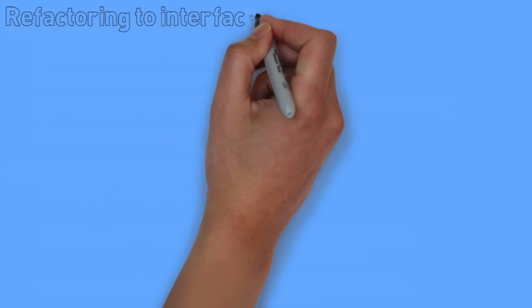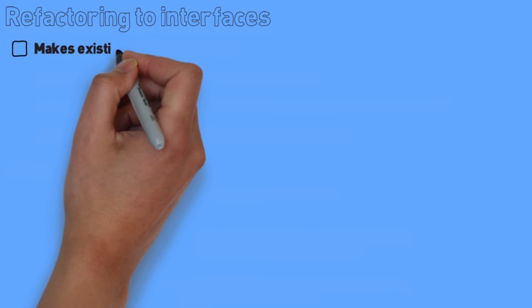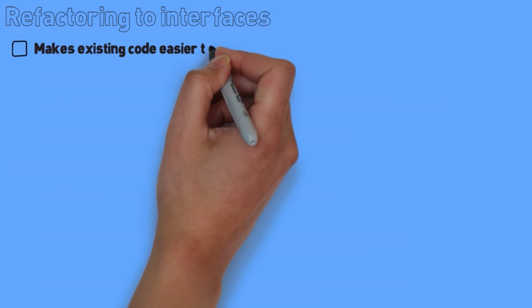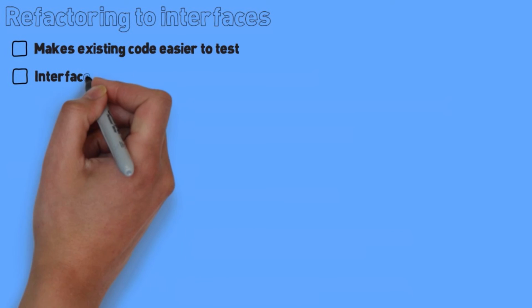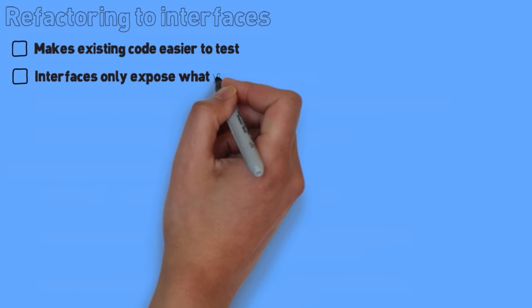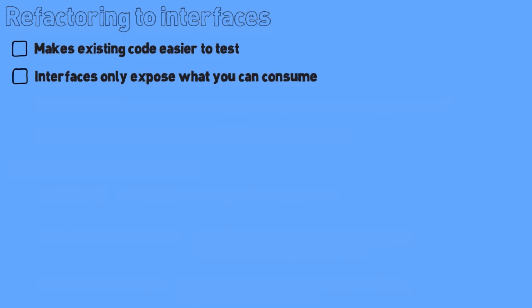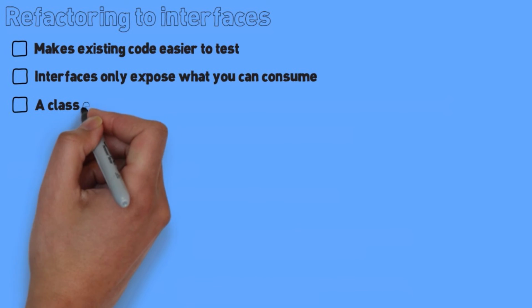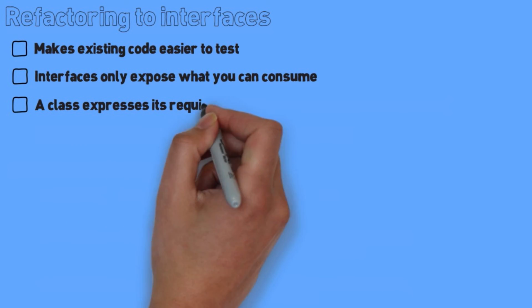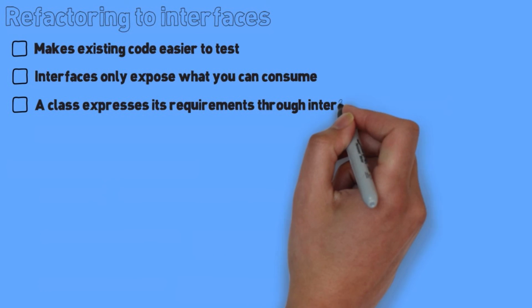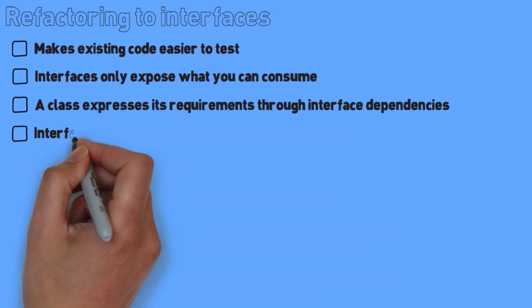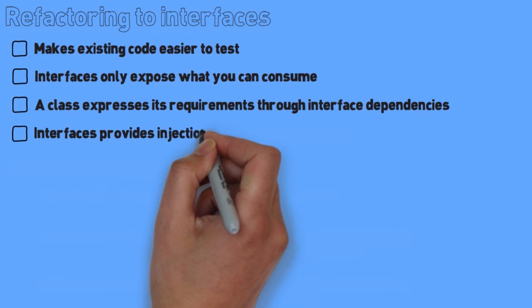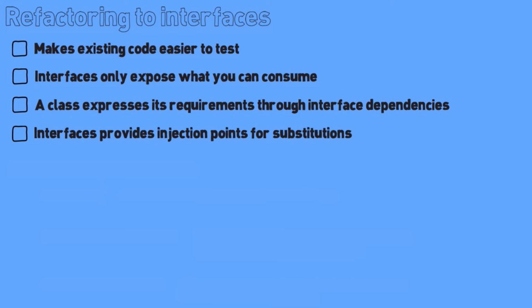Refactoring to interfaces. A good way to implement testable design or refactor existing code to be more testable is to use interfaces. You want to use interfaces because interfaces only expose what you can consume. You never have to wonder about a class's dependencies or what it implements. A class expresses its requirements through interface dependencies. Wrapping external APIs in interfaces provides injection points, making it easier to test because you can substitute the implementation with your own test implementation if the need arises.